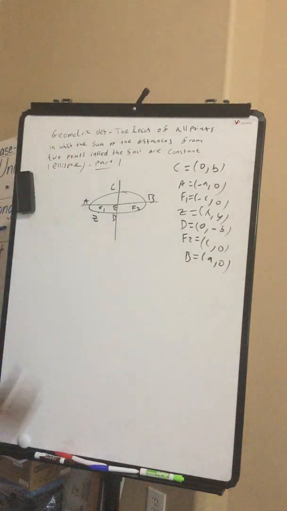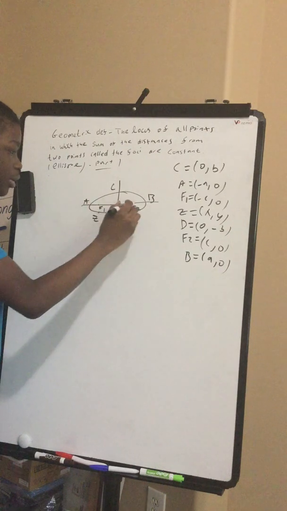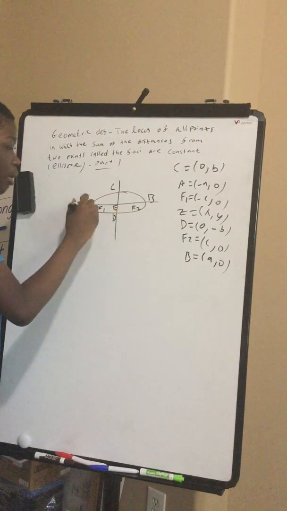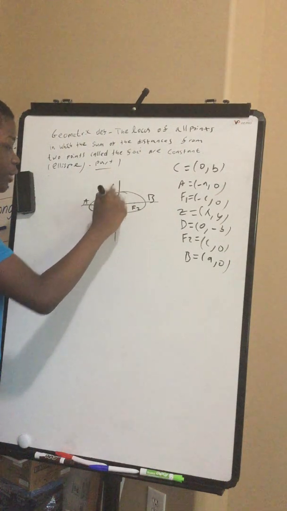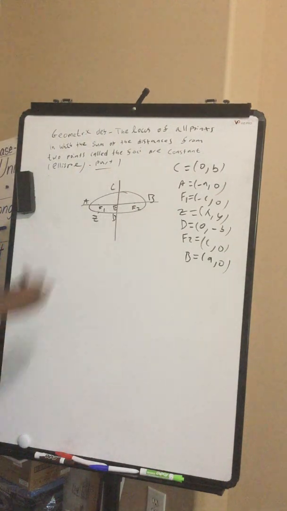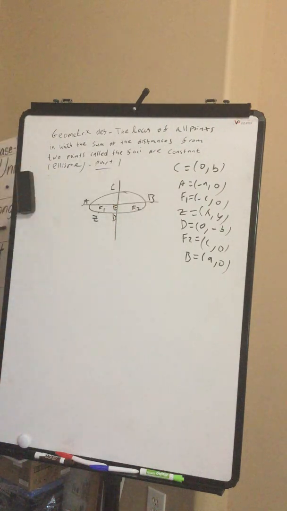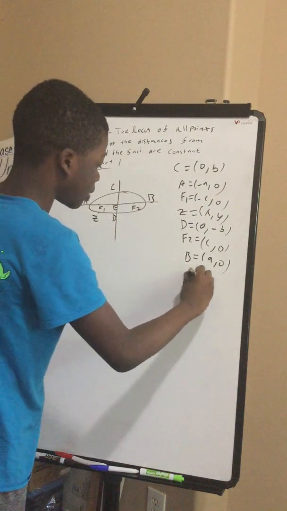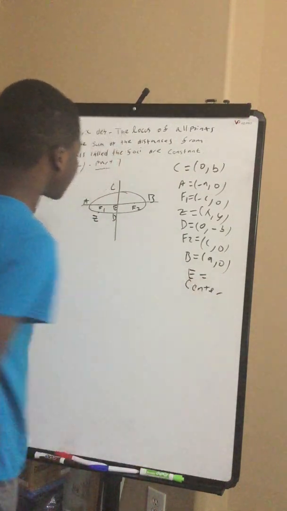It's good to know that the center is essentially the midpoint of the distance from focus 1 to focus 2, the midpoint from A to B, and the midpoint of CD. So basically, E is the midpoint of this and this. So E is the center of the ellipse.